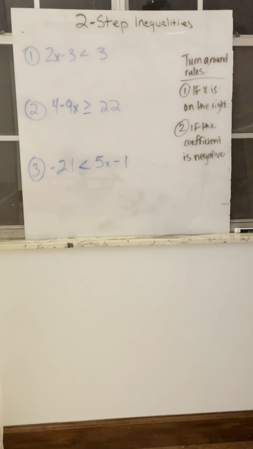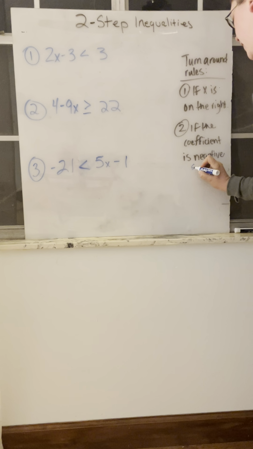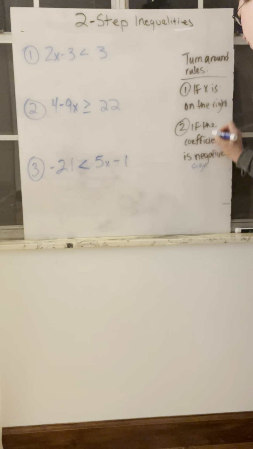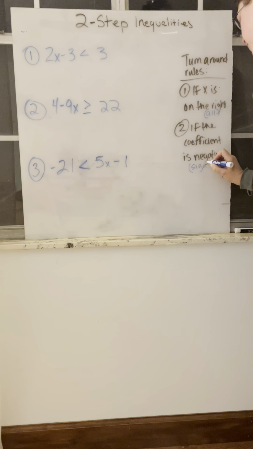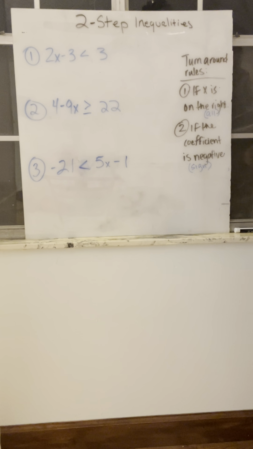All right, so let's see here. Again, the turnaround rules are if x is on the right, you need to turn the whole thing around. If the coefficient is negative, you flip the sign, okay? I didn't write that. I guess I could add that. So I'll put sign here, and then all. The whole thing, all of it. Okay. All right. The first one is 2x minus 3 is less than 3. So we need to go about solving that.